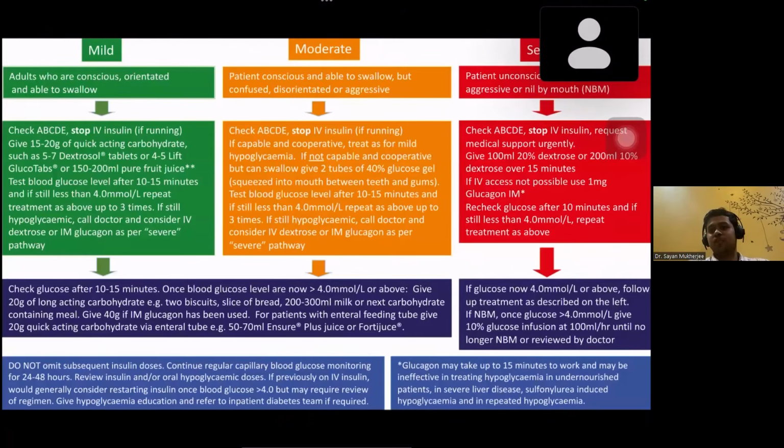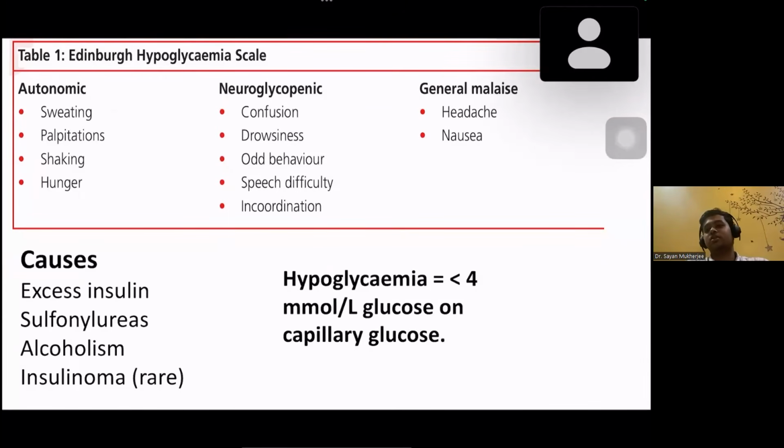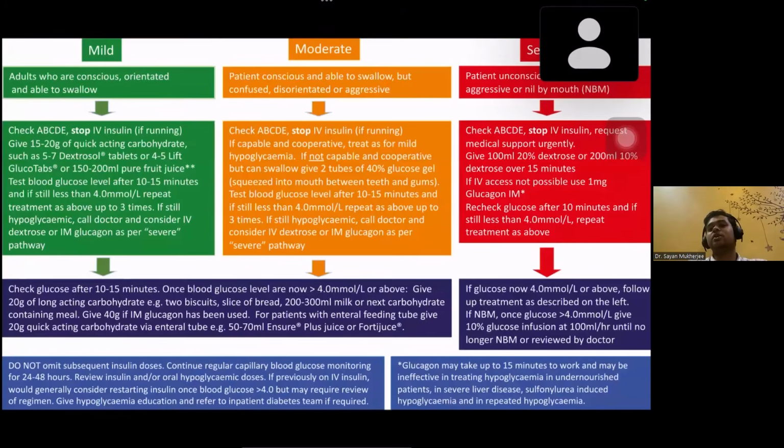In the moderate section, the patient is conscious and is able to swallow, but he's confused. So he's confused, but he's not unconscious. And in the third case, he's unconscious. This is the basis of the classification. It's basically about swallowing. A patient who is conscious and is able to swallow, a patient who is confused but able to swallow, and a patient who is unconscious and unable to swallow. So this will direct what form of treatment we'll give him.